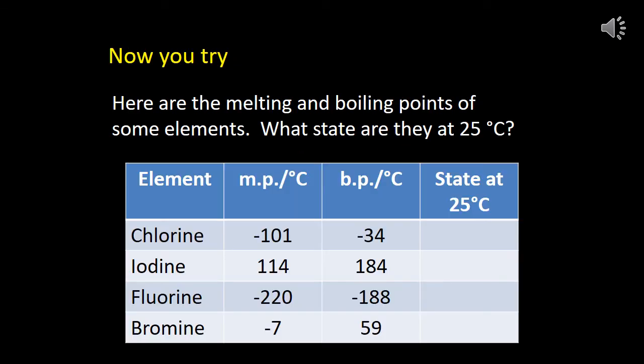Now let's make things a little more challenging. Here are the melting and boiling points of some elements: chlorine, iodine, fluorine, and bromine. I'd like you to tell me, what state are they at 25 degrees Celsius? Copy out this table with all of the information and fill in the gaps, please. Remember to use the same process that you were using before. Where would they land? Would it be landing at solid, liquid, or gas? And write your answer in the right column. Pause the video while you have a go.